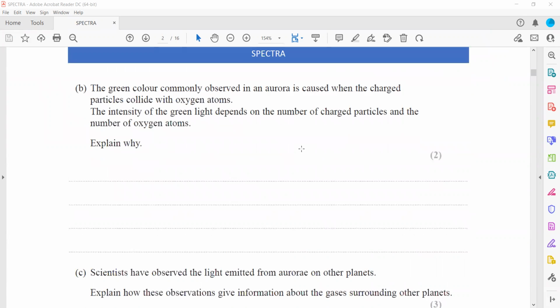The next part, the green color commonly observed in an aurora is caused when the charged particles collide with the oxygen atom. The intensity of a green color depends on the number of the charged particles and the number of oxygen atoms. Explain why. Look, what happened as we mentioned the line spectrum, every element is having shells. The 7 shells are there, occupied depending on the number of electrons available. But every element is having these 7 shells.